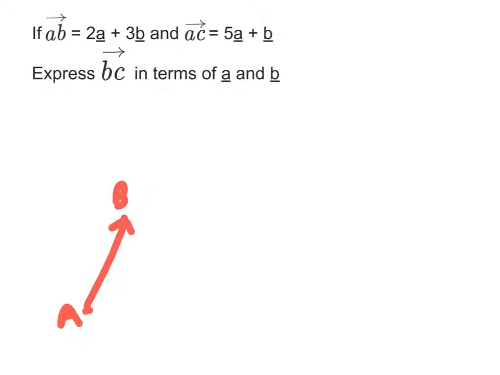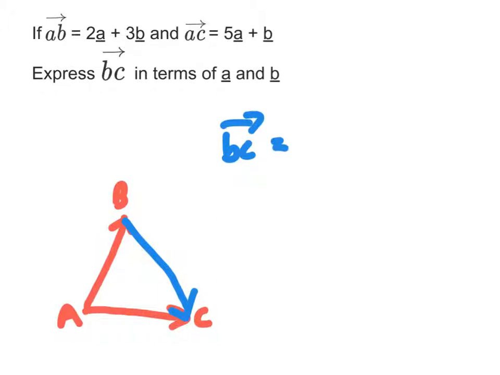Then it says A to C. So let's imagine C is here. Okay, so how do you go from there to there? So the question is asking you to express B to C. So B to C is going to equal, and now we can only use the routes we know. So B to C, we can't go directly to here, so we're going to have to go down here. Okay, so that's B to A.